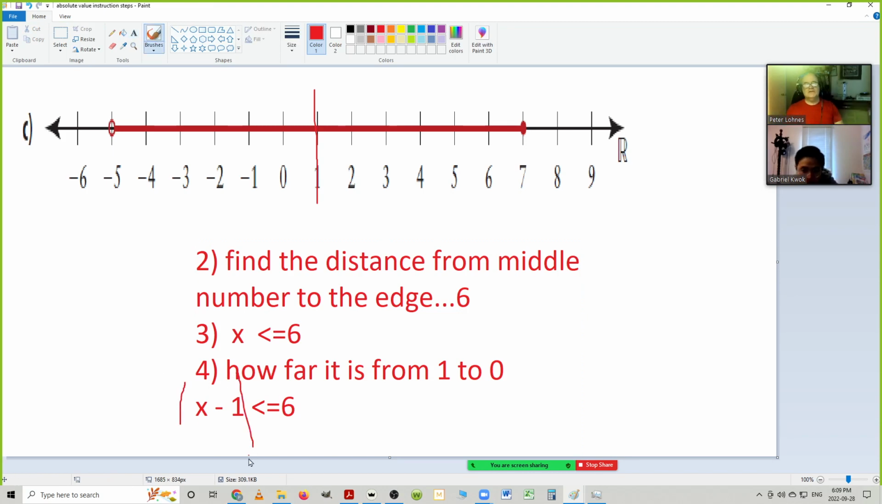Test it out. See if it works for me. Pick 2. So you pick this one right here. It should come out as yes. 2 minus 1 is 1. Is 1 smaller or equal to 6? Yeah.